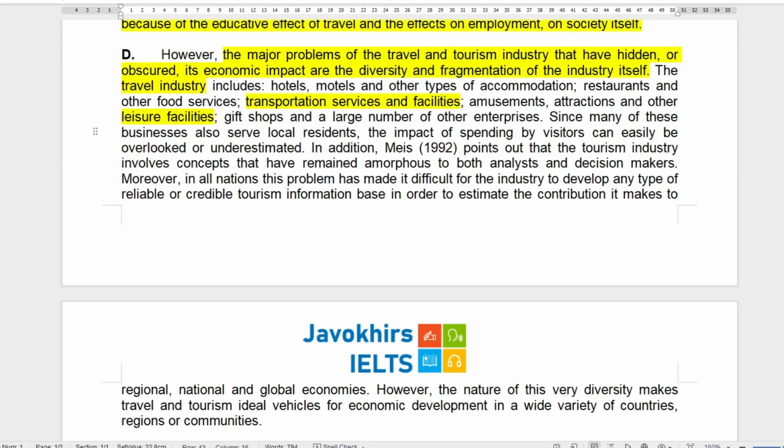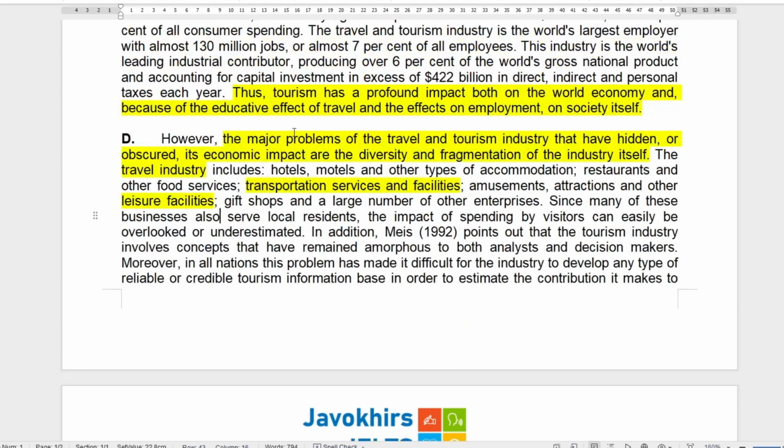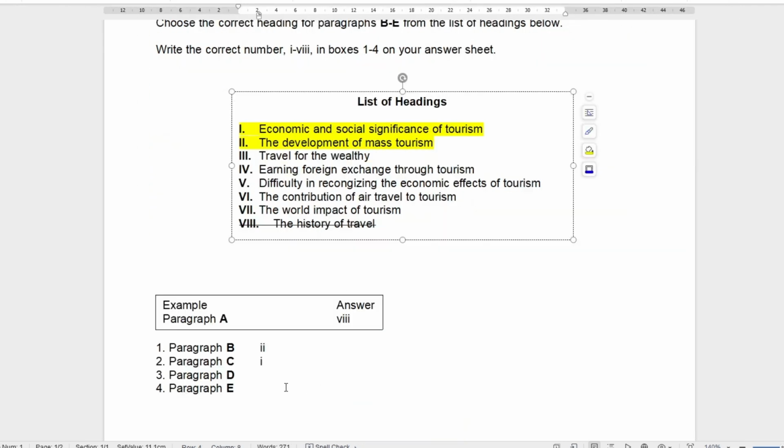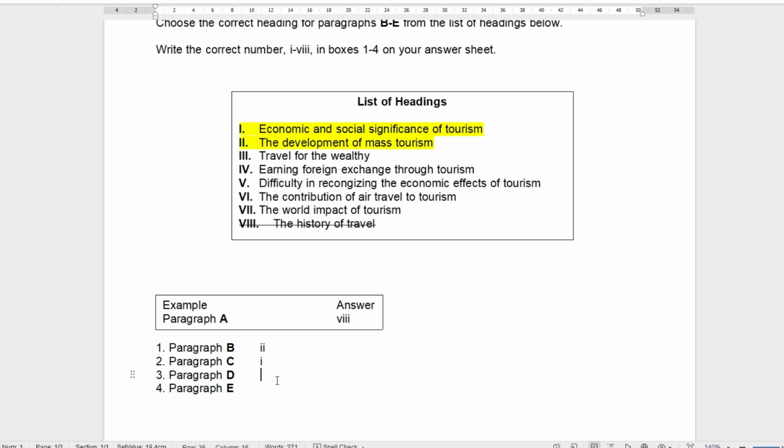Yeah. So it's basically paragraph D is talking about the major problems of the travel and tourism industry that have hidden or obscured its economic impact. Overall this is saying that there's a difficulty in recognizing the effects of tourism on the economy because it is diverse and fragmented, unlike industrial factors, for example, right? So some sort of difficulty in recognizing is, of course, the synonym for hidden or obscured, right? So like hidden or obscured. There we go. So for that reason, option number 5 is going to be the answer for us. So I'm going to choose that.